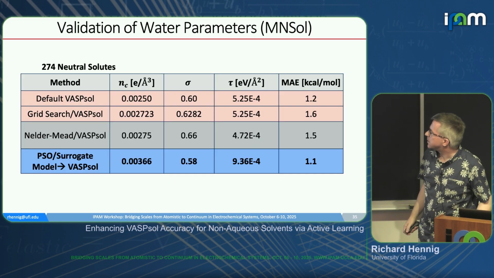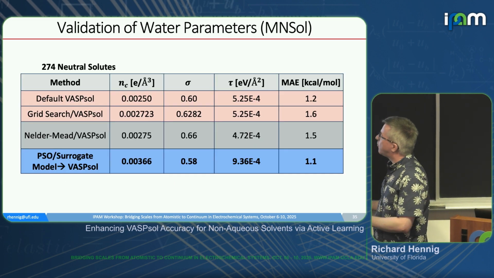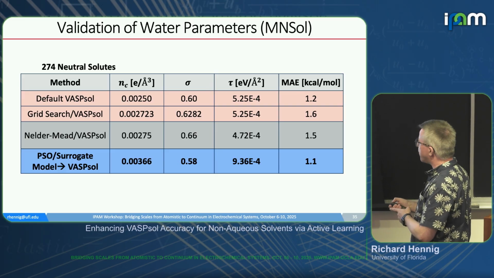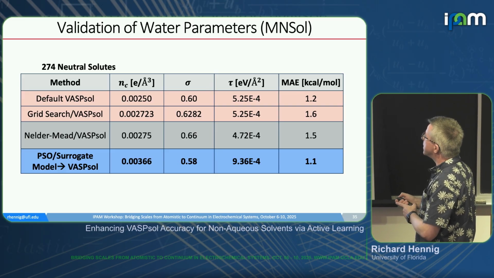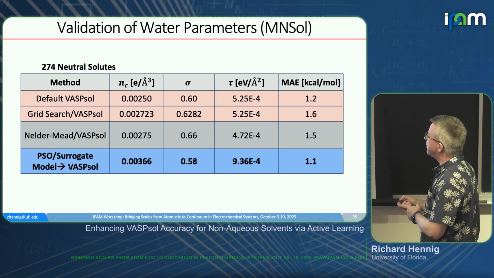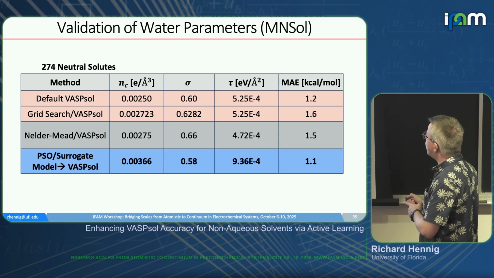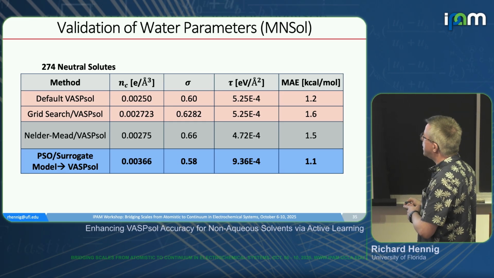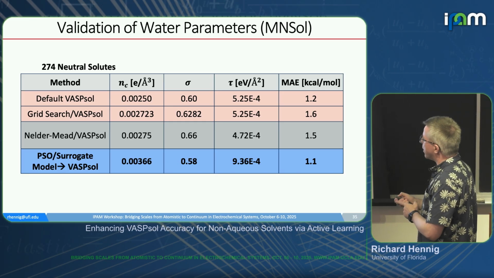So what do we get? So here are the default VASPsol parameters. This is summarizing all the different ways we've done things. Sigma and tau, our error. This was the grid search we've done previously in the Nelda meet, and both of them overfit, the mean absolute error goes up. This is for water now, right?